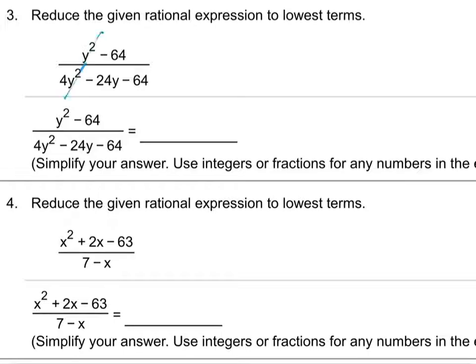Why can't I just go y squared cancels y squared? Package. Remember? This y squared minus 64 is saying, I'm a package. You want some of me? You take all of me. You don't just take my y squared. Right? That's why we have to factor. Does everybody see that? Pluses and minuses, all or nothing. Package deal. So we can't just do that. Really good question. So you have to factor.